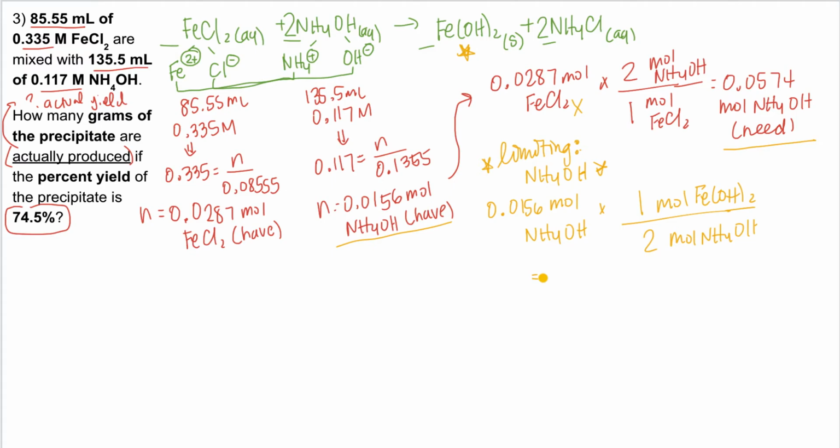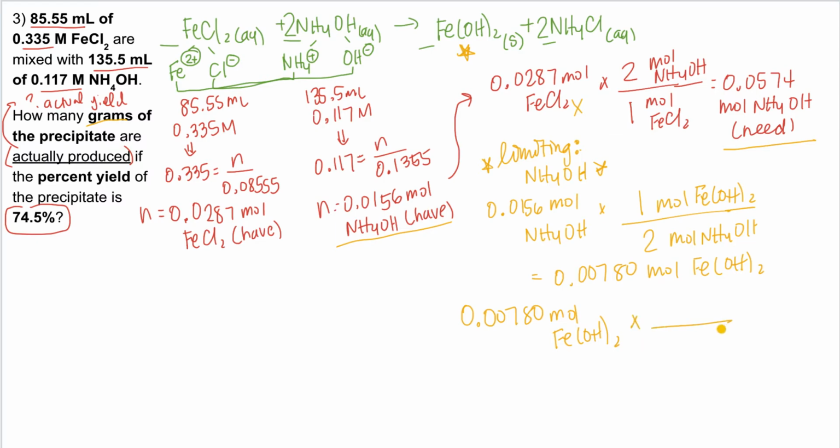And so if I do a quick 0.0156, divide that by 2, we end up with just about 0.00780. We have to keep 3 sig figs. Moles of iron 2 hydroxide that can theoretically form. Even though it does specify that we want the actual yield in terms of grams of the precipitate, let's go ahead and turn this theoretical yield into grams so that we can use the percent yield equation.